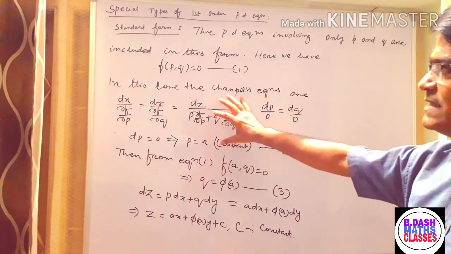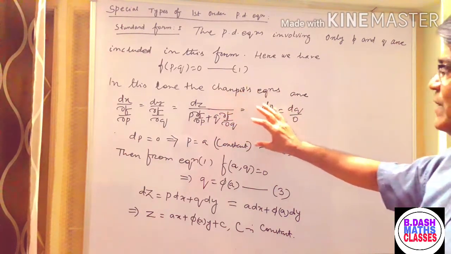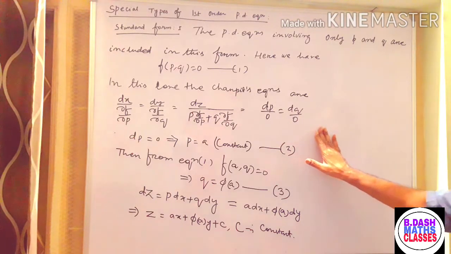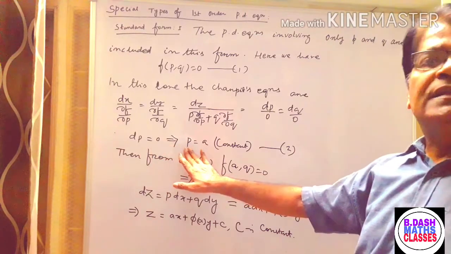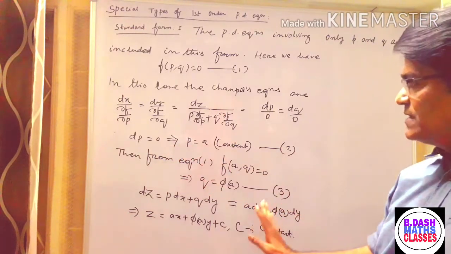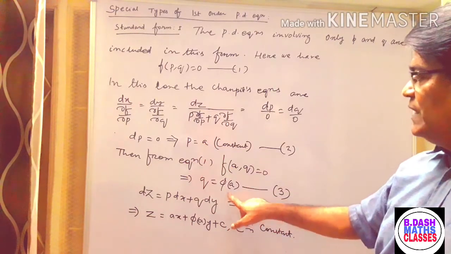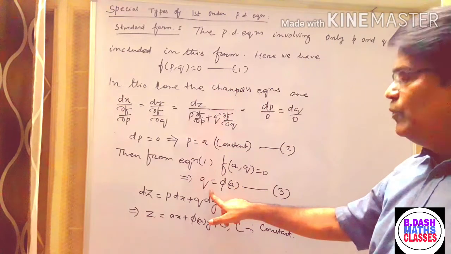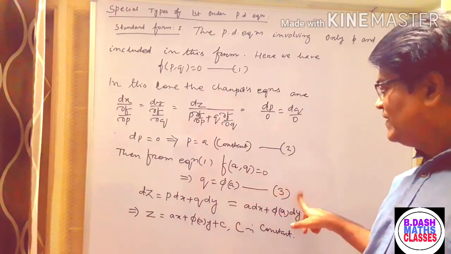And in this case, the Charpit's equation, if you put the values, you will get dp by 0 is equal to dq by 0, by which you can say dp is equal to 0. On integration, you will get p is equal to a, a constant. Now you take this value of p and put it in equation 1. So you will get q, an expression containing a, that is your equation 3.